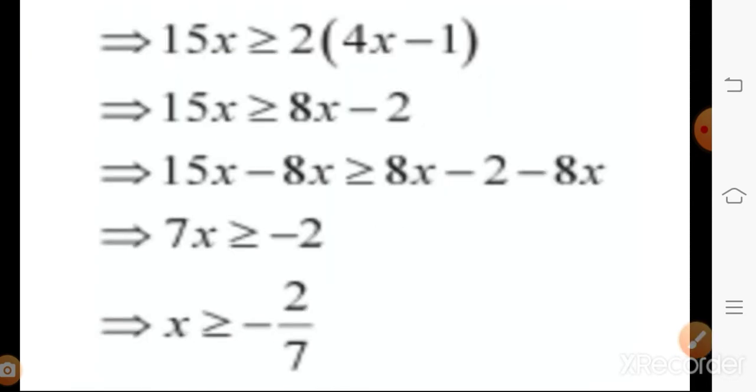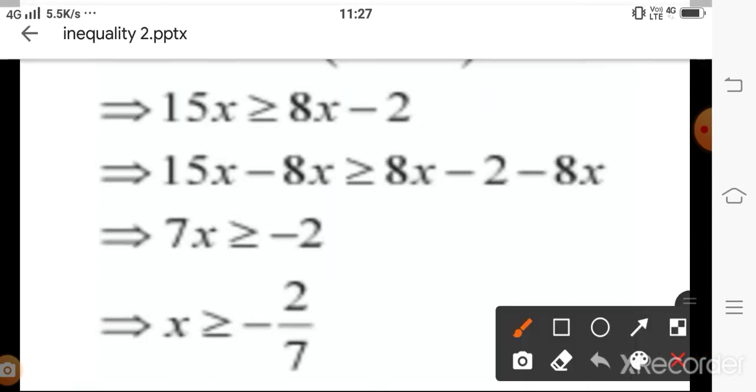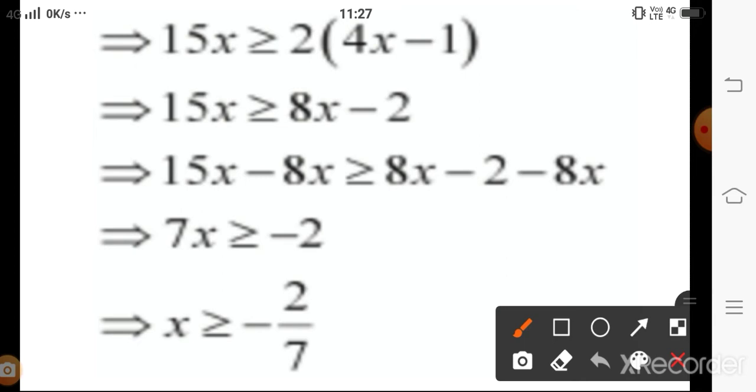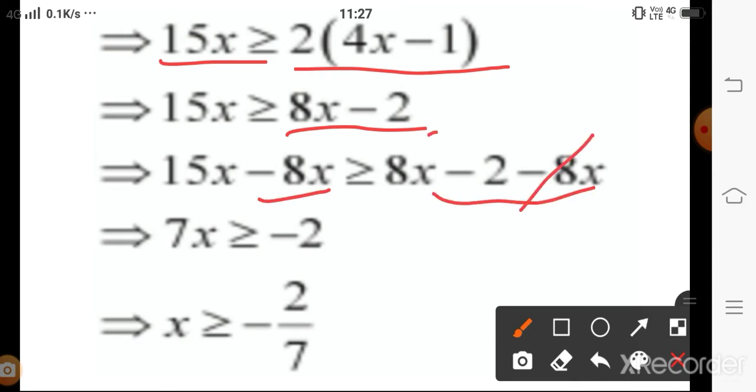Now, multiplying both sides by 2, we get 15x greater than equal to 2 into (4x minus 1), that is 8x minus 2. To remove 8x, we subtract 8x from both sides, and 8x cancels out on the right hand side. 15x minus 8x gives 7x, and 7x is greater than equal to minus 2. Now we divide both sides by 7, so on the left hand side we get x and on the right hand side minus 2 upon 7.